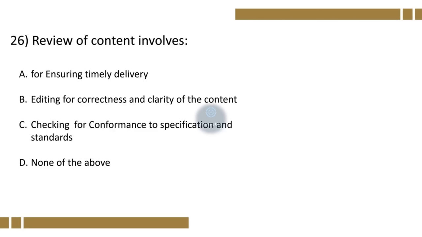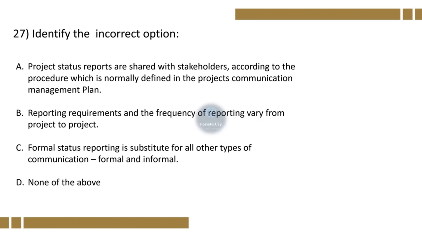Question 26. Review of content involves option A, ensuring timely delivery. B, editing for correctness and clarity of the content. C, checking the conformance to specification and standards. D, none of the above. And the correct option is B and C. Question 27. Identify the incorrect option. Option A, project status reports are shared with stakeholders according to the procedure which is normally defined in the project communication management plan.